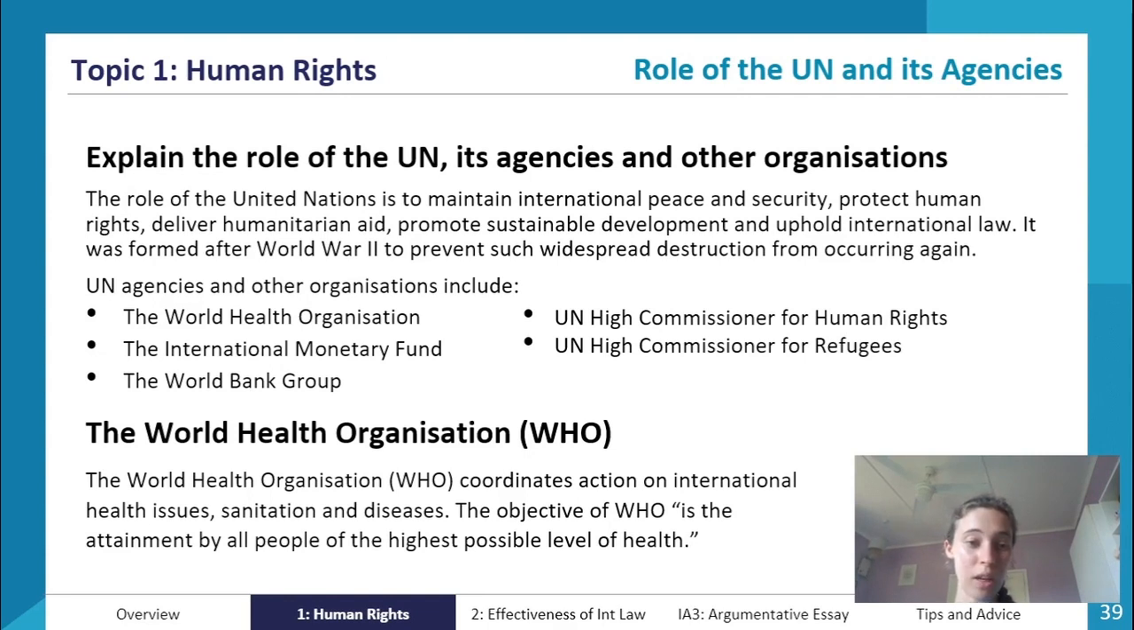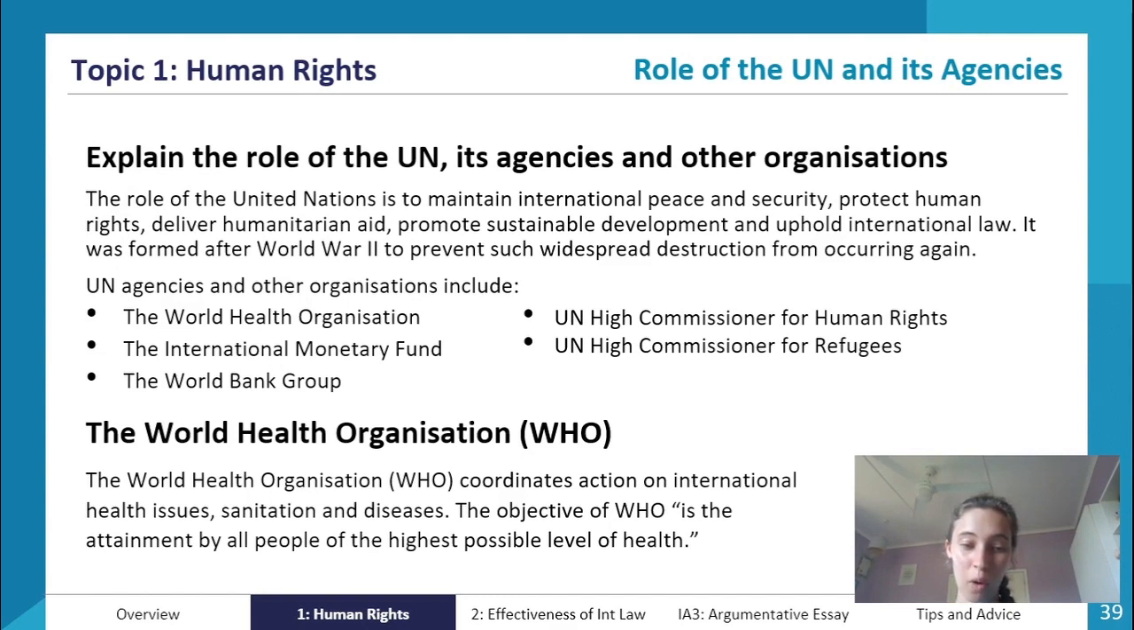A list of the agencies that are part of the UN. So we've got the World Health Organization to begin with. So as we can tell from the title, this one's one of the more obvious ones. It's wanting to coordinate action on international health issues, sanitation, and diseases. So that is an organization that we might have heard of during the height of the COVID pandemic.